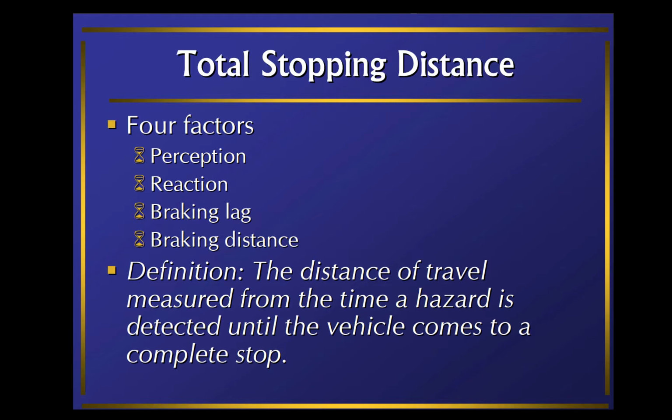Total stopping distance. The California Commercial Handbook includes 4 factors for total stopping distance, including perception, reaction, braking lag, and braking distance. The definition for total stopping distance is the distance of travel measured from the time a hazard is detected until the vehicle comes to a complete stop.